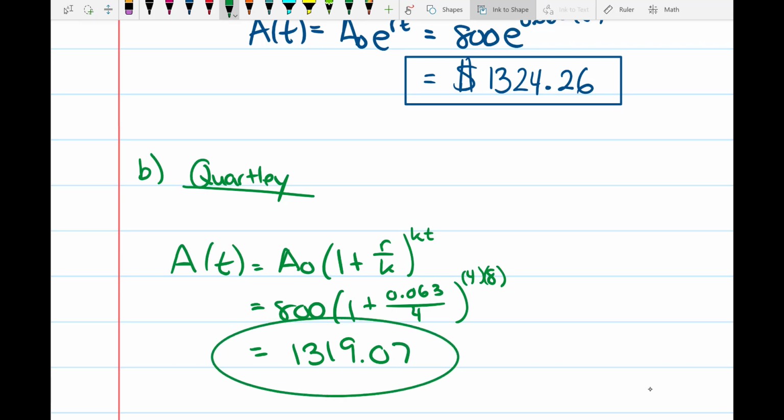So as you can see, compounding continuously will yield a greater number. Now typically with investments, people will invest thousands and thousands of dollars, which will make the interest build on it faster, which will give you a higher yield.